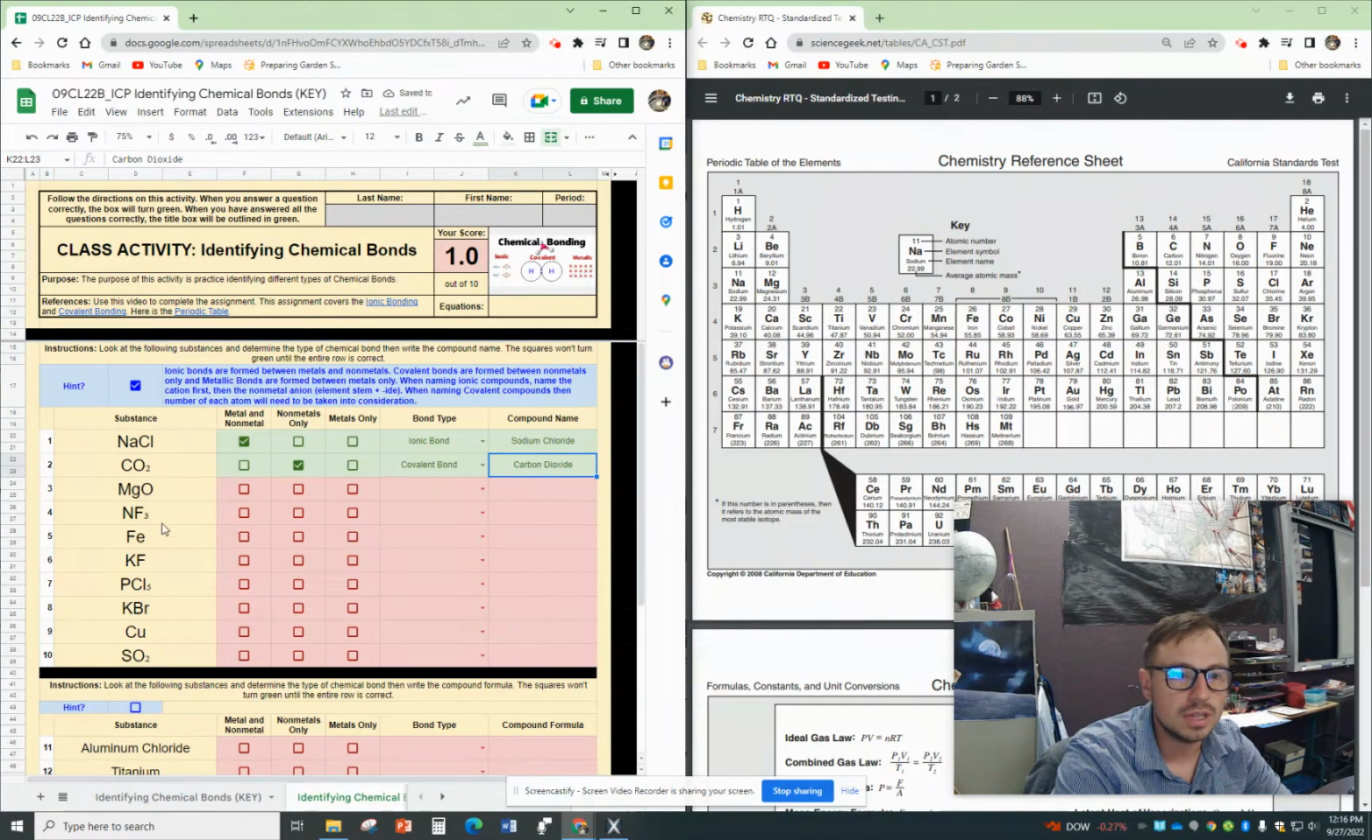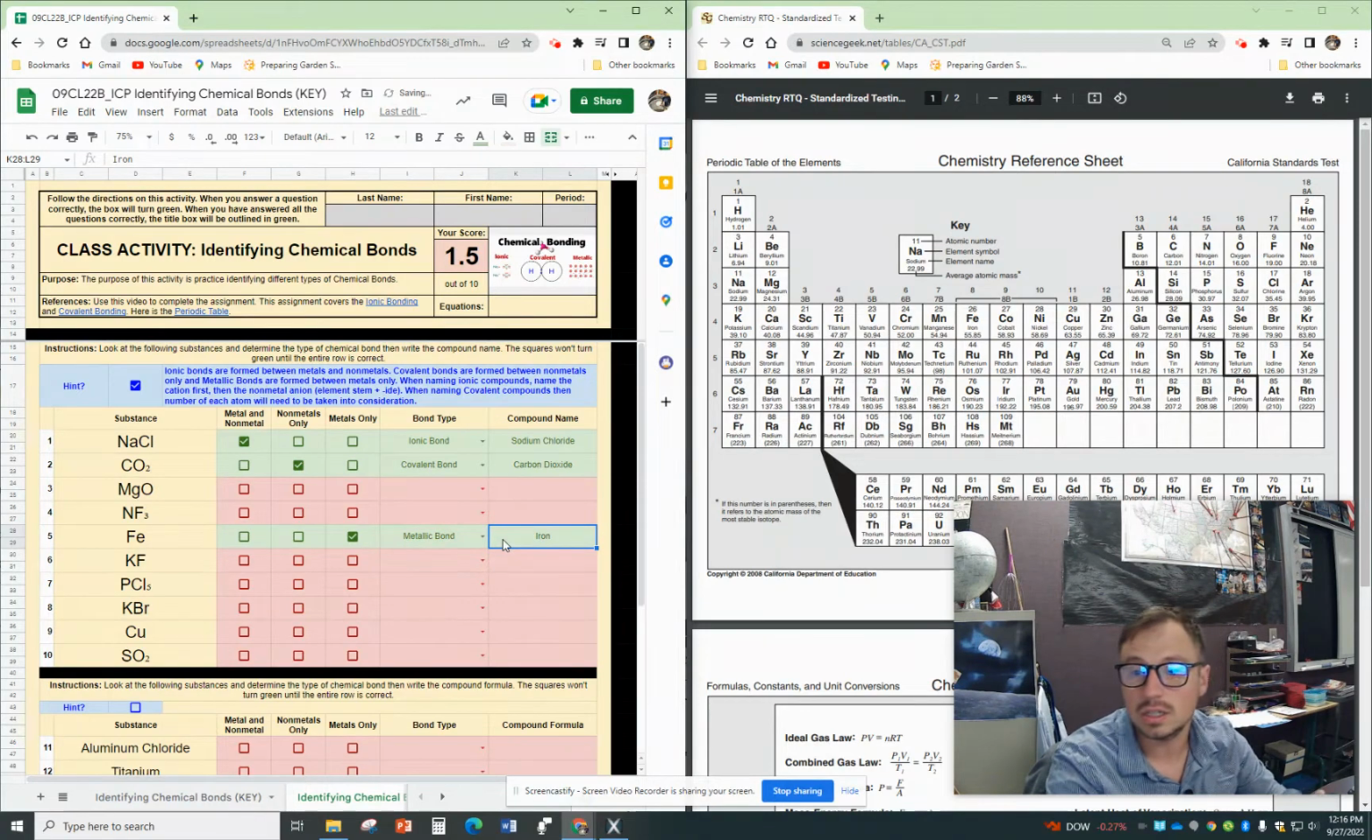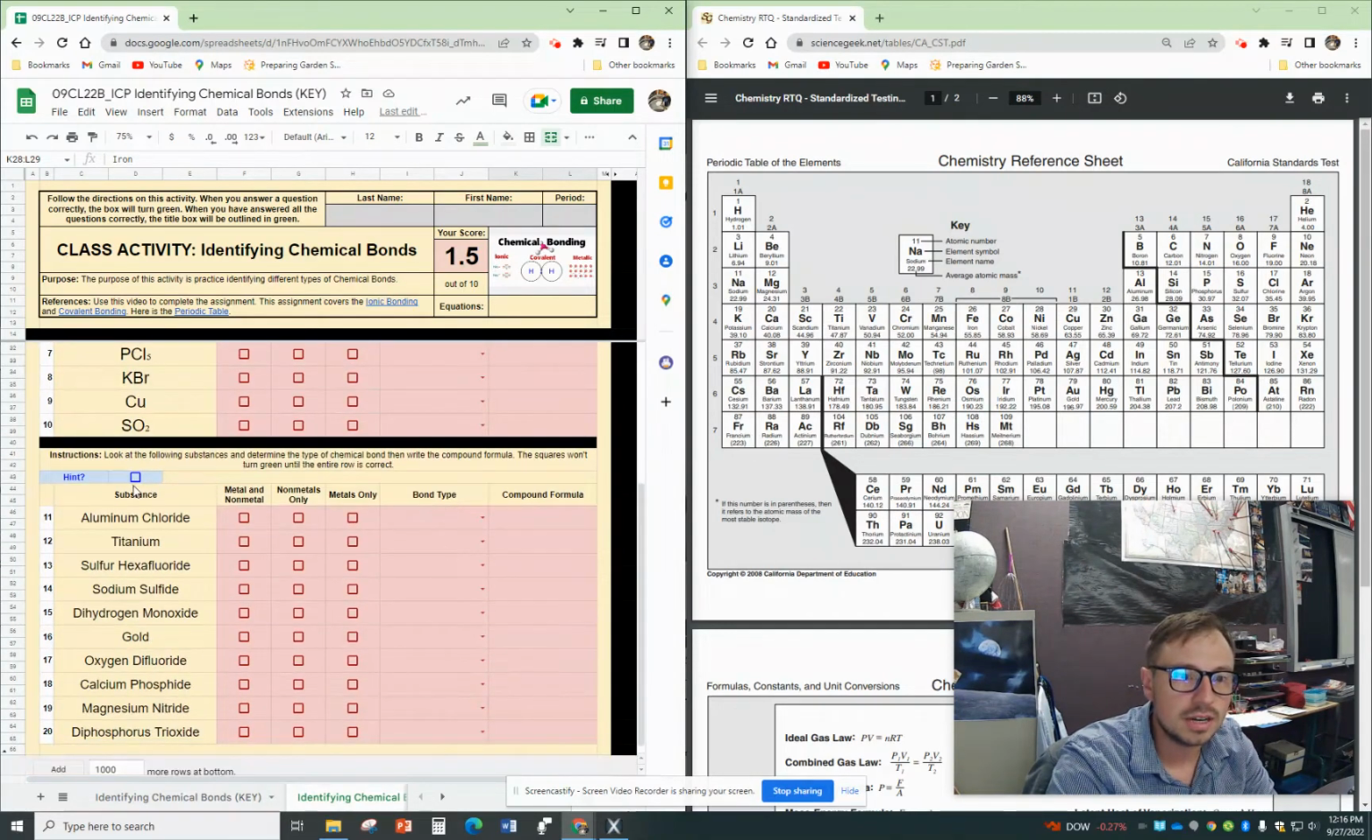Now let's go down to number 5. Fe, that is iron. That's just a metal only, and that's a metallic bond. And then all I have to do is just write iron. That's really all it is. So remember those metals, if it's just a metal, they share electrons. It's like a sea of electrons.